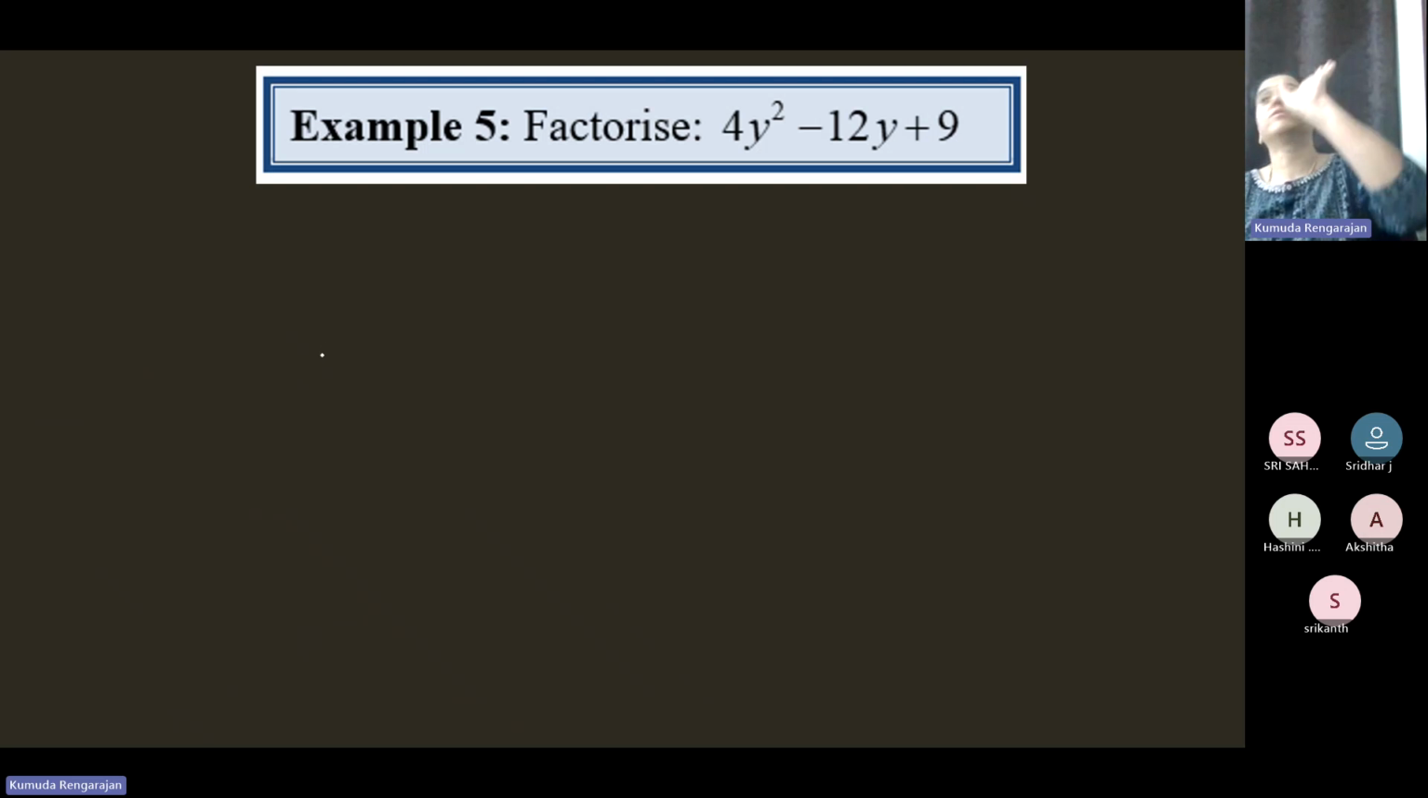I'm going to remove the clock from here. Okay.